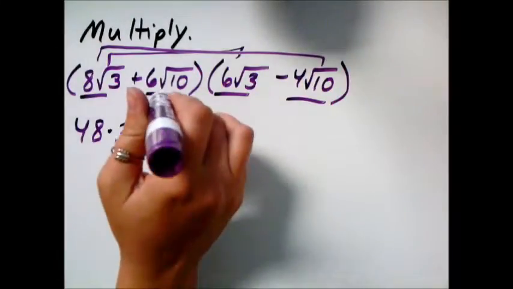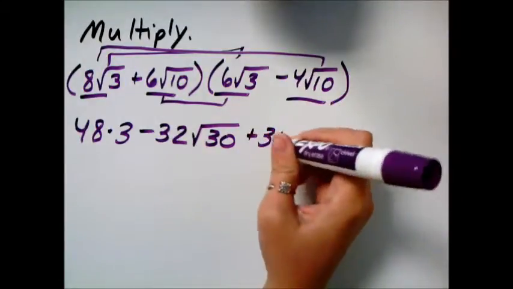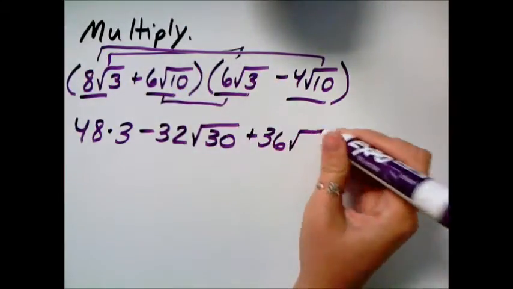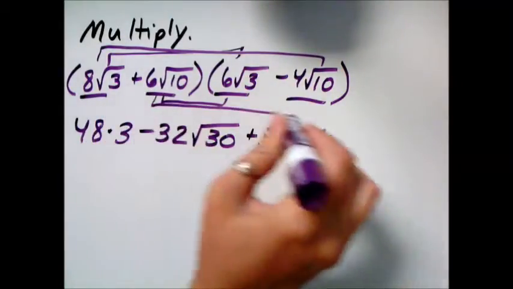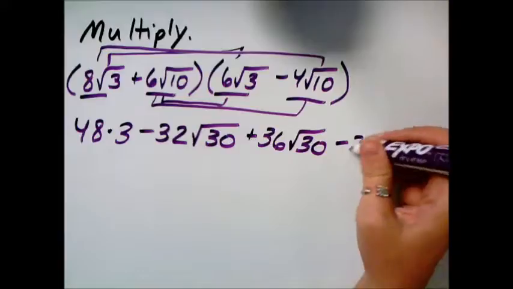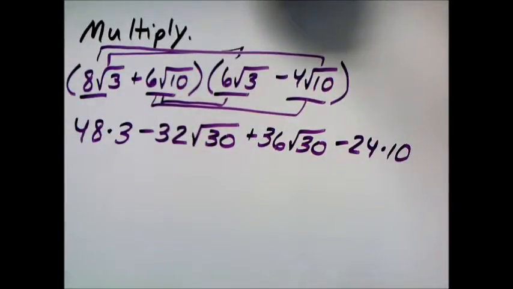So then our inside term here, 6 times 6 is 36. And square root of 3 times square root of 10 is square root of 30. And then my last term, 6 times negative 4 is negative 24. Square root of 10 times square root of 10, now we're talking about the same number, is just 10. So the square roots cancel when it's the same one.